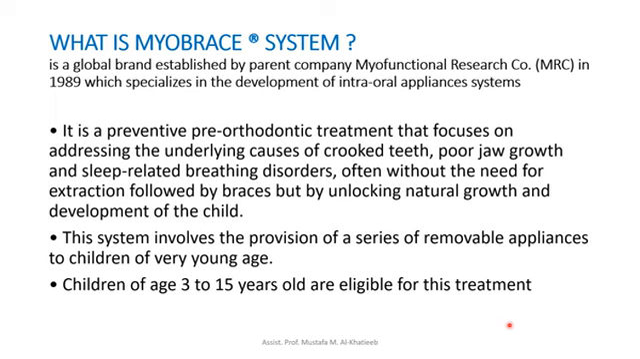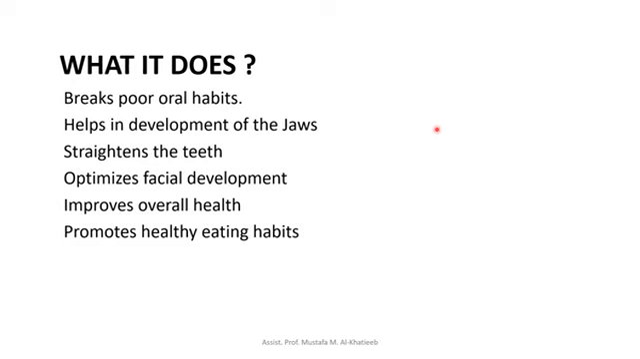This system involves the provision of a series of removable appliances to children of very young age. Children of age 3 to 15 years old are eligible for this treatment. What it does: it breaks the poor habit. It helps in development of the jaws. It straightens the teeth, optimizes facial development, and improves overall health.